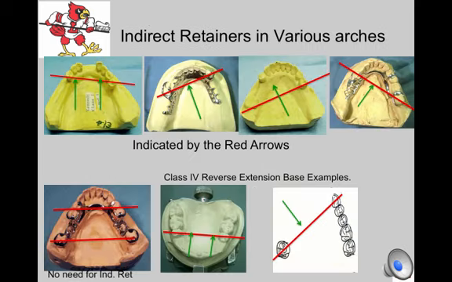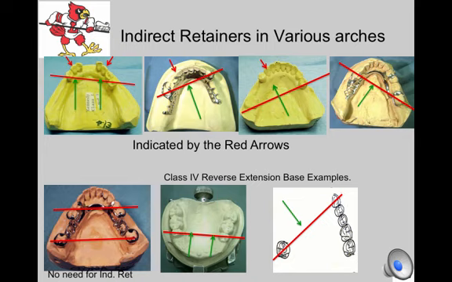Here are some sample arches of the various Kennedy classifications and their fulcrum lines. The indirect retainers are located in a position as far away from the fulcrum line as possible. This can be determined by drawing a perpendicular to the fulcrum line and selecting the best tooth or teeth on which to place the indirect retainer. The Kennedy Class 1 usually has two indirect retainers, but depending on the position of the fulcrum line, it can have one, as shown in the top picture number 2. The Class 2 usually has one indirect retainer.